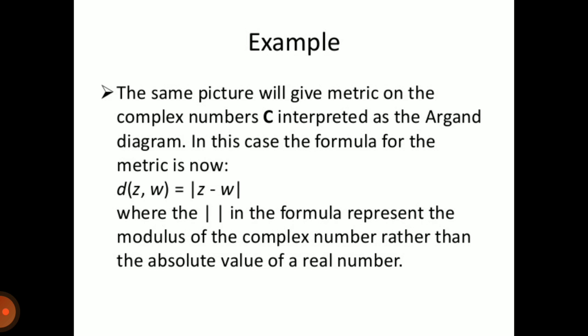Some pictures will be given. The metric on the complex numbers C, interpreted as the Argand diagram. In this case, the formula for the metric is the distance between z and w is equal to the mod of z minus w, where the mod in the formula represents the modulus of the complex number rather than the absolute value of a real number.